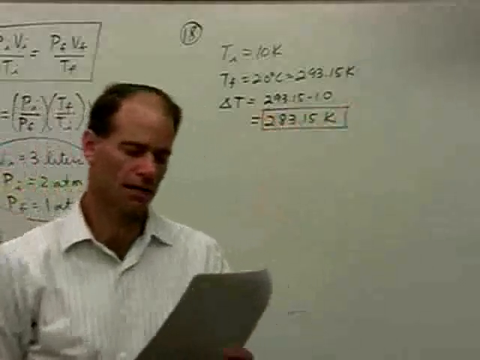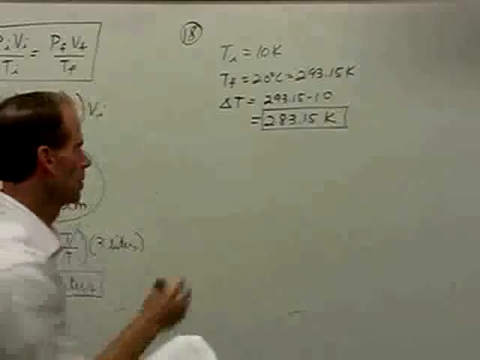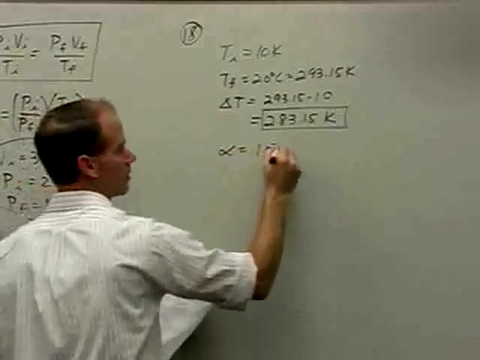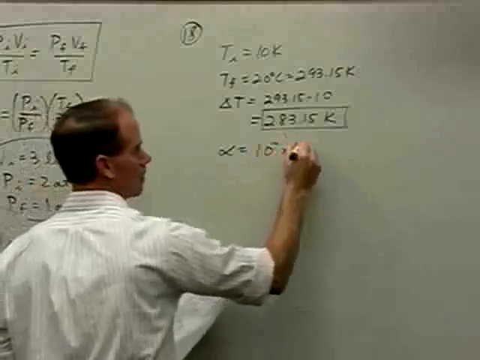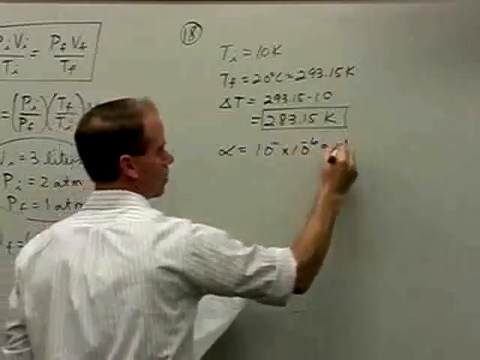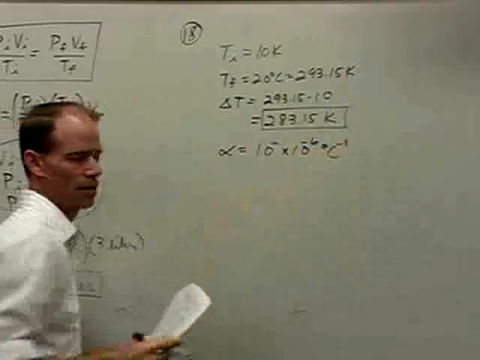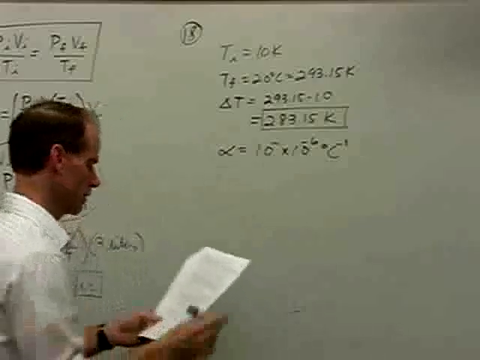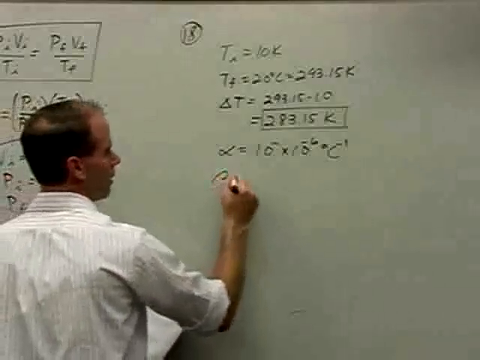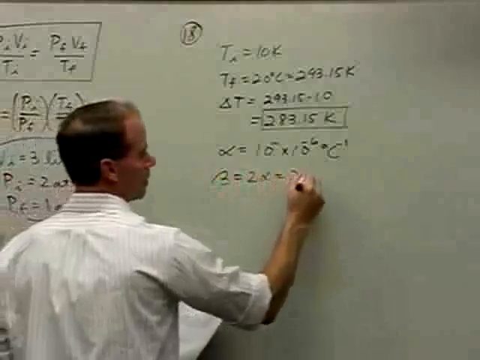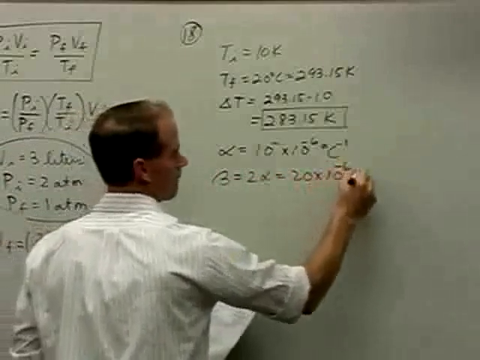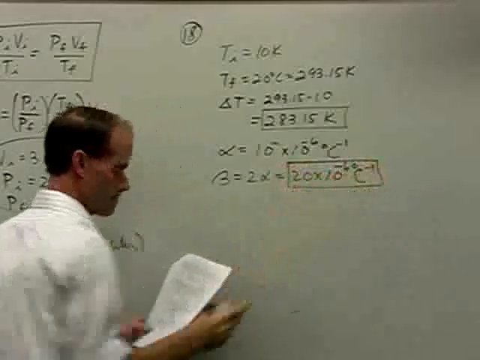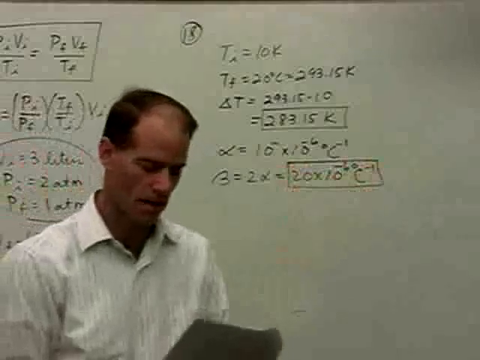We were given the linear expansion coefficient, alpha, as 10 times 10 to the minus 6 per degree Celsius, but we want the spatial coefficient, so we want beta, which is 2 times alpha. That's 20 times 10 to the minus 6. And I think now we're ready.